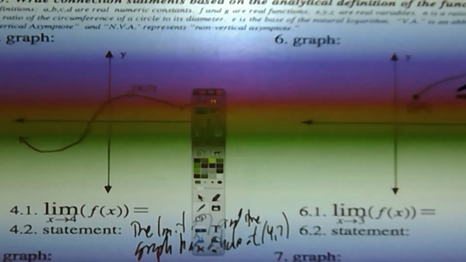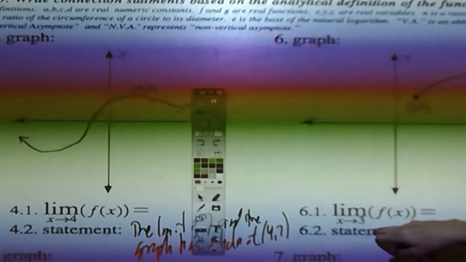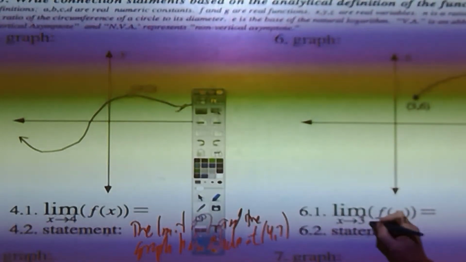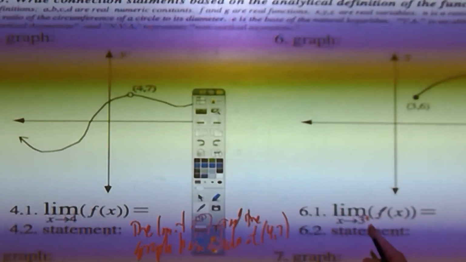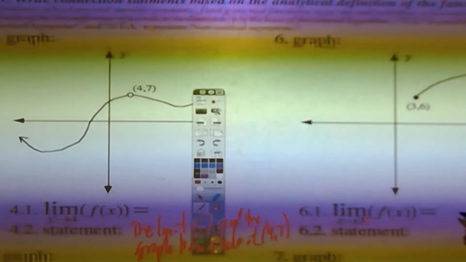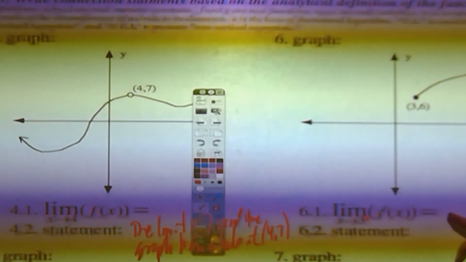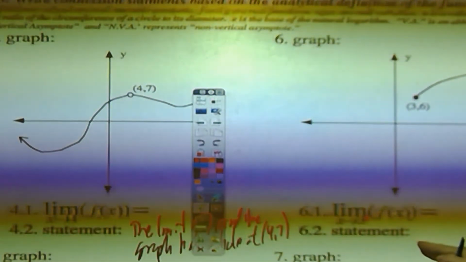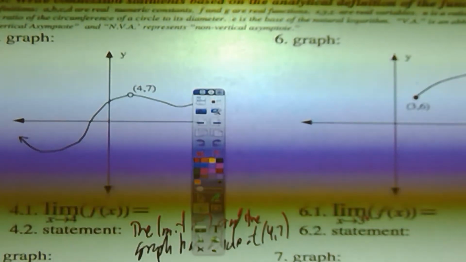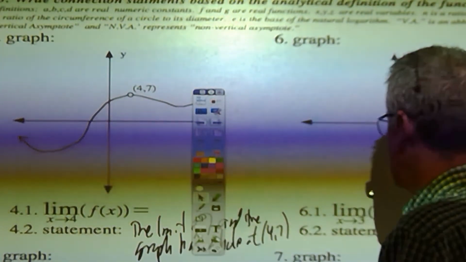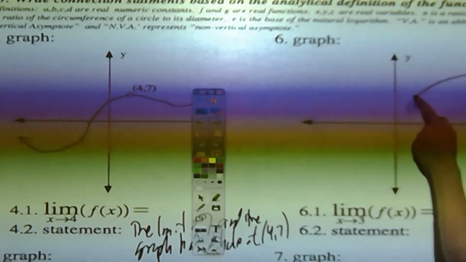Now, this one requires some real attention to detail. Limit as x approaches 3. If it had said the limit as x approaches 3 from the right, then I would say the limit is 6, and the graph has an endpoint at (3, 6).